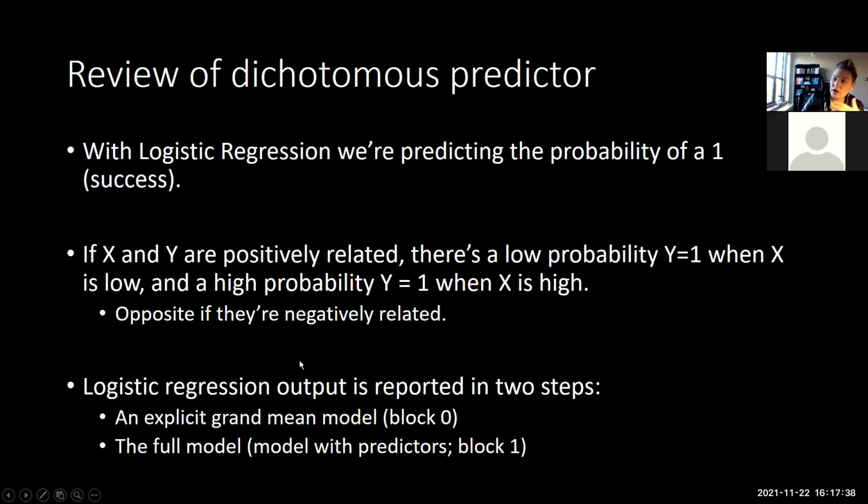If x and y are positively related, then there's a low probability that y will equal 1 when x is low, and a high probability y will equal 1 when x is high. And it's the opposite if they're negatively related.